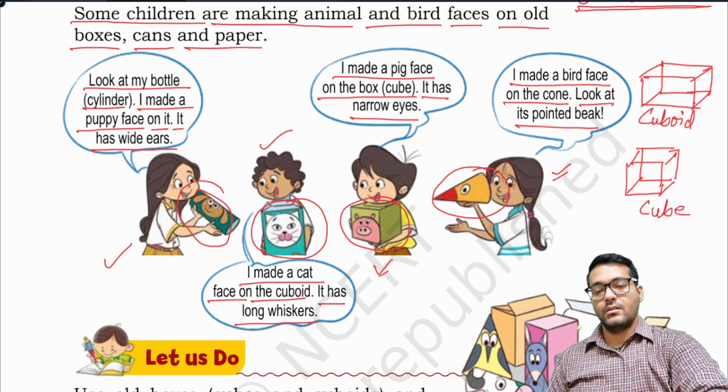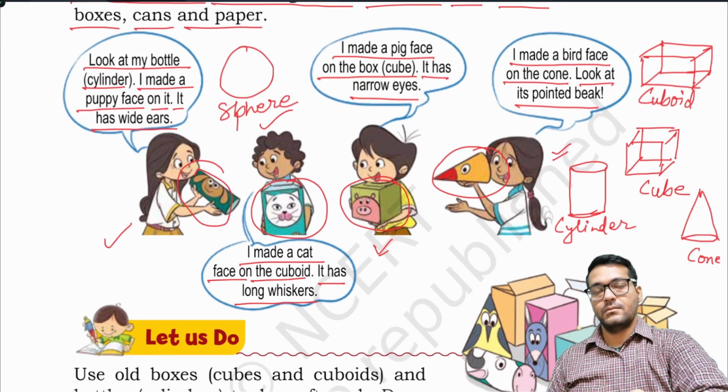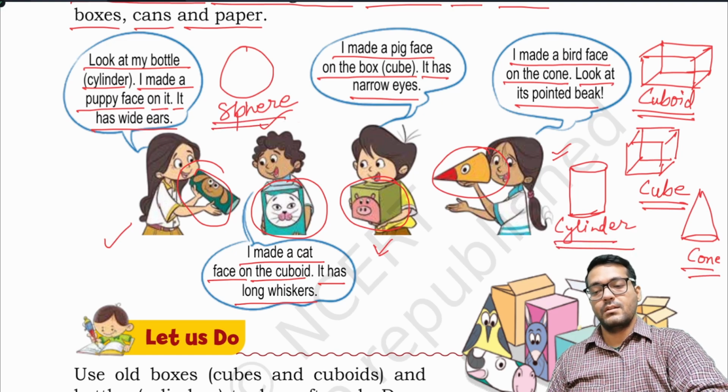Similarly, there is cylinder. Similarly, there is cone, like our birthday cap. Another shape is a sphere, like a football or any ball. Kindly see the shapes here. The shapes are cuboid, cube, cylinder, cone, and sphere.